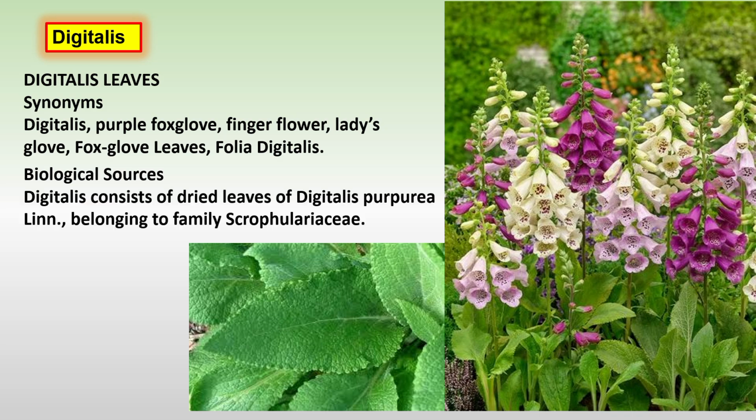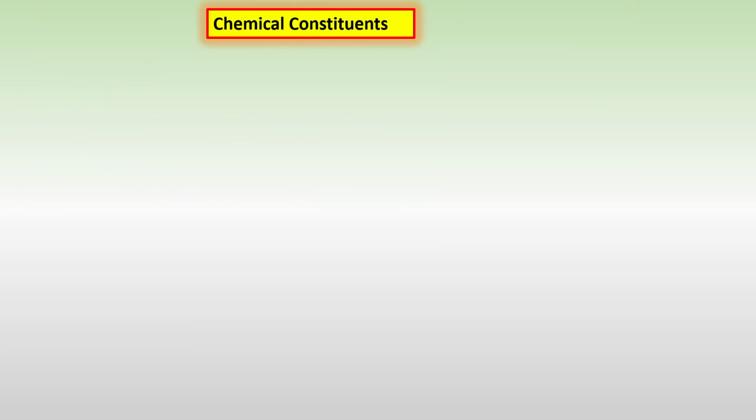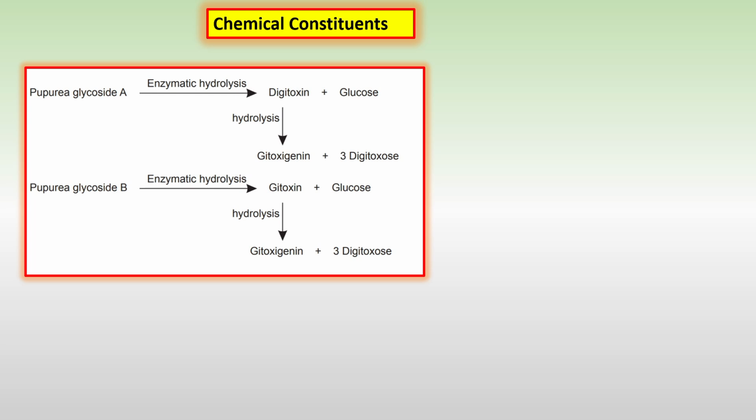Biological source: Digitalis consists of dried leaves of Digitalis purpurea Linn, a scientist name, belonging to the family Scrophulariaceae. Chemical constituents: it contains purpurea glycoside A. On enzymatic hydrolysis, it yields digitoxin and glucose. Digitoxin on again hydrolysis gives rise to digitoxigenin plus 3 digitoxose. And purpurea glycoside B on enzymatic hydrolysis gives gitoxin plus glucose.